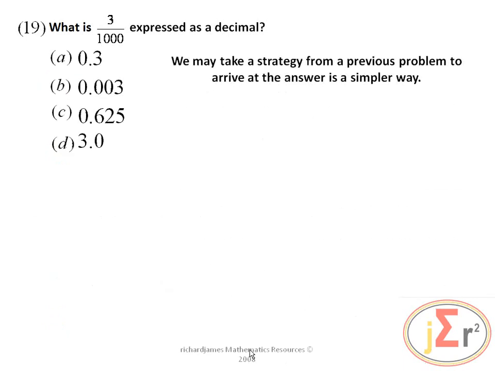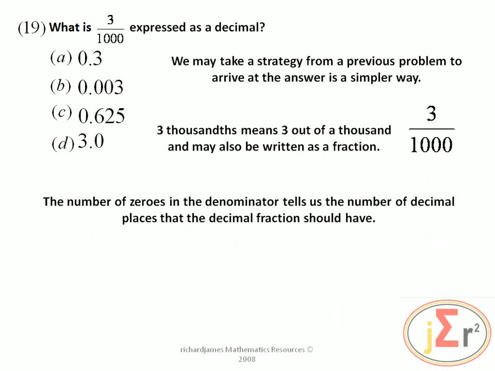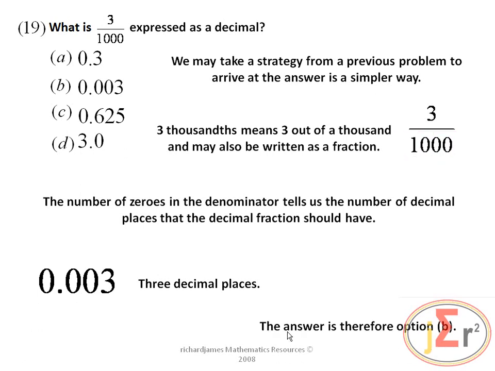We may take a strategy from a previous problem to arrive at the answer in a simpler way. 3 thousandths means 3 out of 1,000 and may also be written as a fraction, like that. The number of zeros in the denominator tells us the number of decimal places that the decimal fraction should have. 3 zeros, 3 decimal places. There we have them, 0.003, having 3 decimal places, and that's very, very simple. That is the one that Jerry likes. The answer is therefore option B.